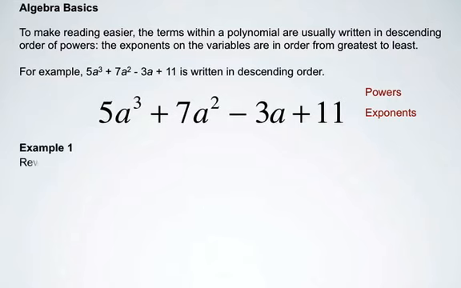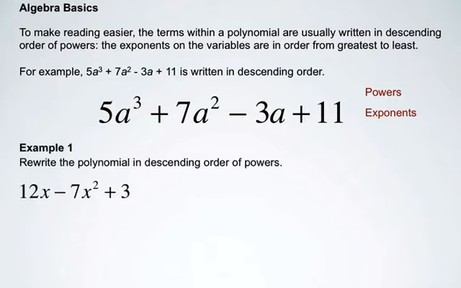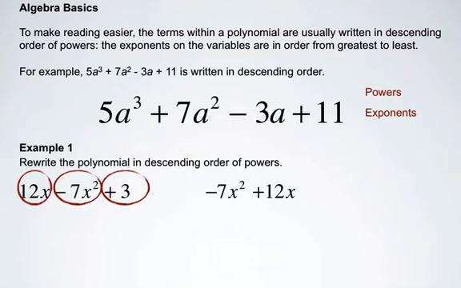So for example, rewrite the polynomial in descending order of powers. The highest power is x squared. 2 is our biggest exponent, so it has to go first. And remember, the sign in front of a term always moves with it. The next power we have is x, which is x to the 1. And because there's no sign in front of it, we know it's positive. And then the constant goes at the end.